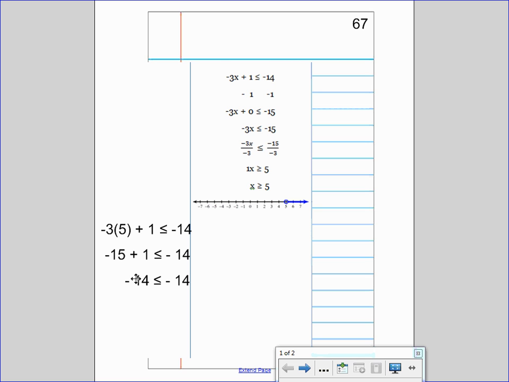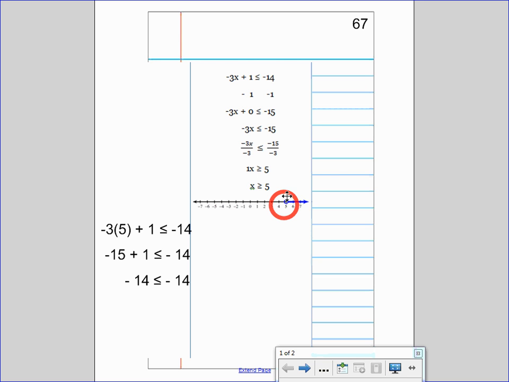Whether or not you get a statement that is true, okay, that means that you've done it correctly. Now in this case, you'll notice negative 14 is less than or equal to negative 14. So that actually means that the person has not graphed it correctly, because if it's true, you need to put in a closed circle rather than an open circle.